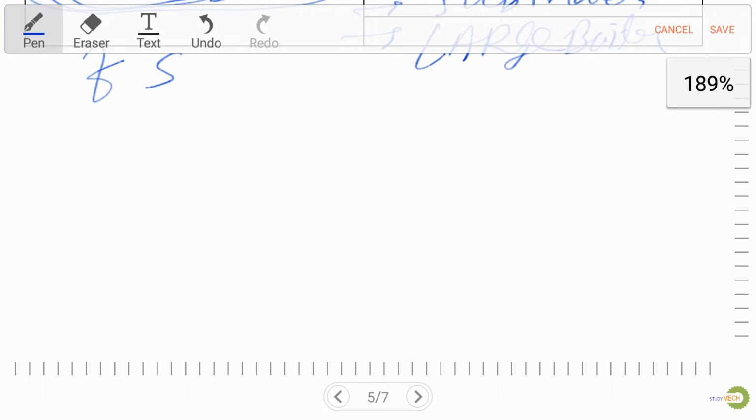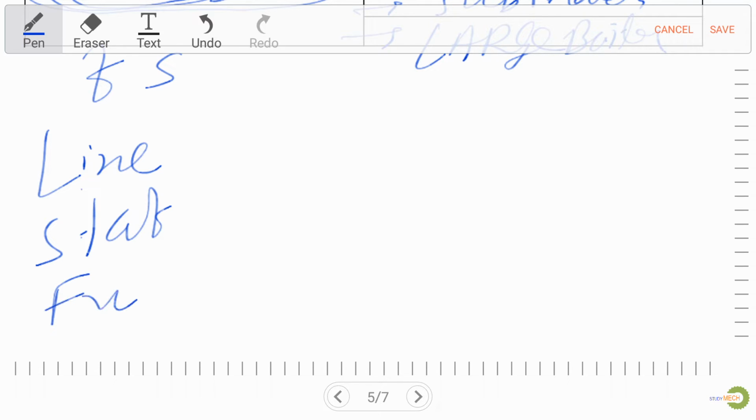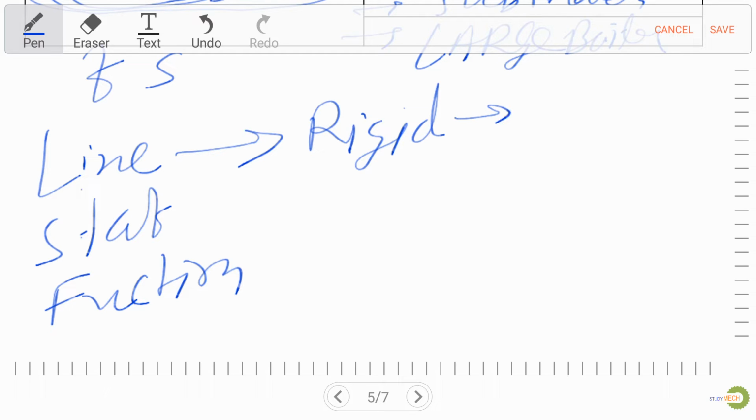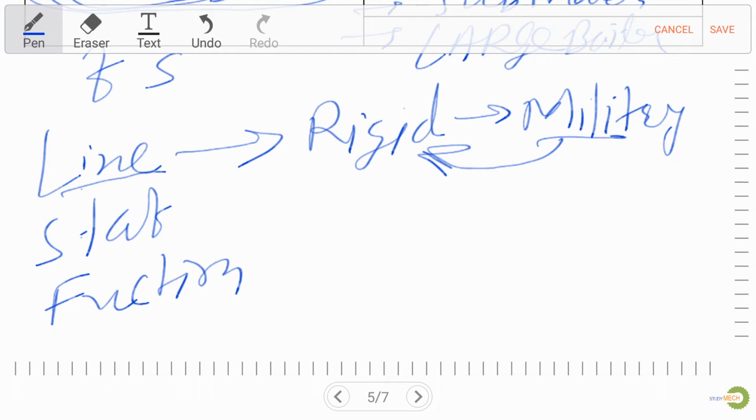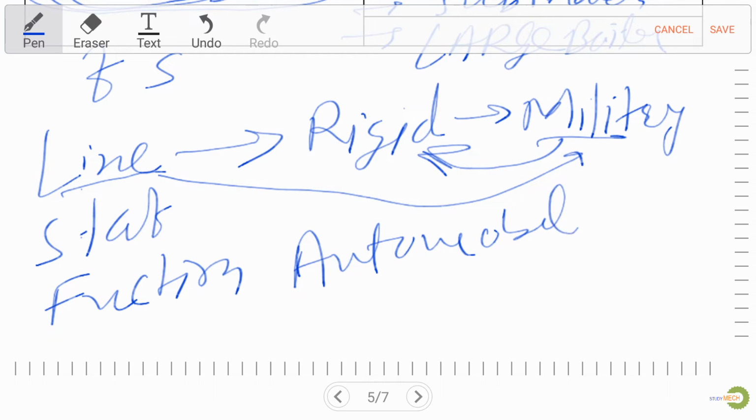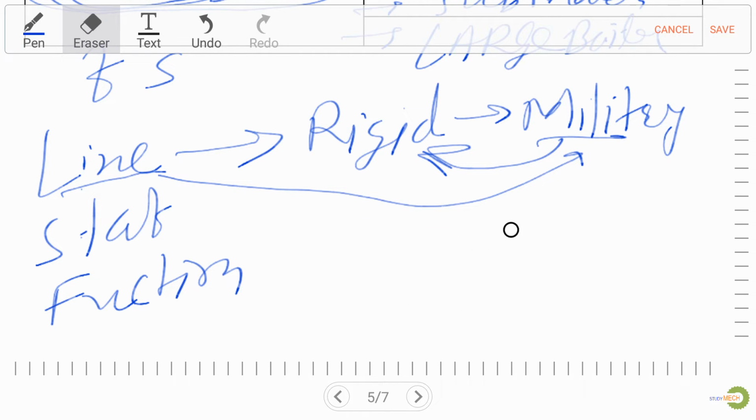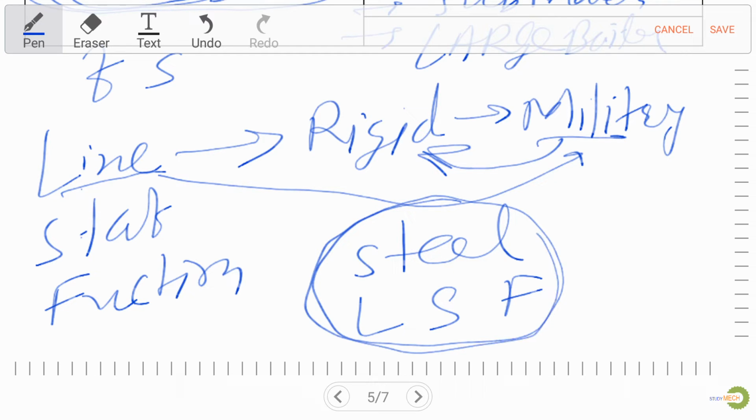Now another piece of information that we have to remember: line, staff and functional organization. Line organization is also known as rigid organization, and it is used in the military sector. As we know, the military sector is a very rigid body, so line organization is used in the military. Now in the automobile sector both line and staff organization are used. Remember this. And in a steel company there is line, staff and functional. These three organizations are used. So remember this. Now let's move to the next detail.